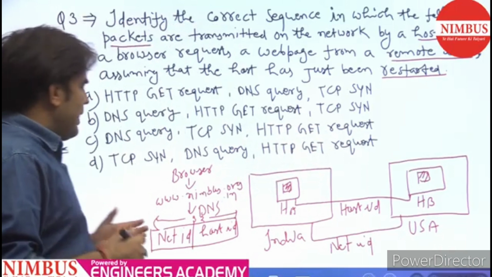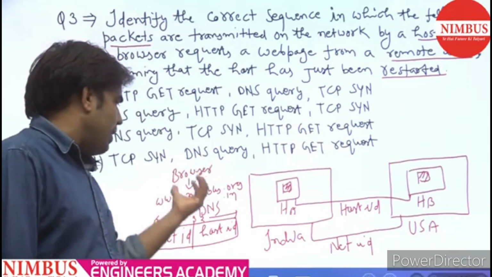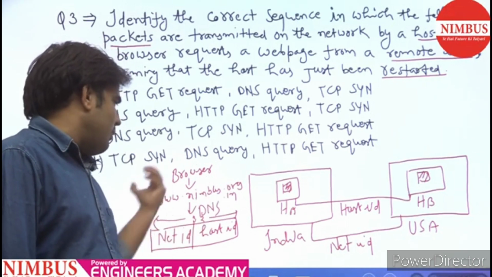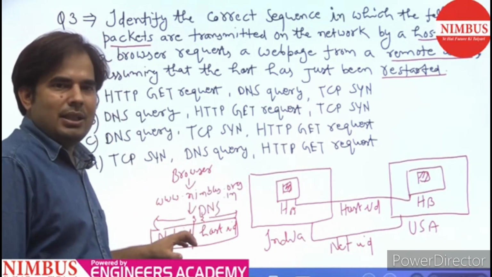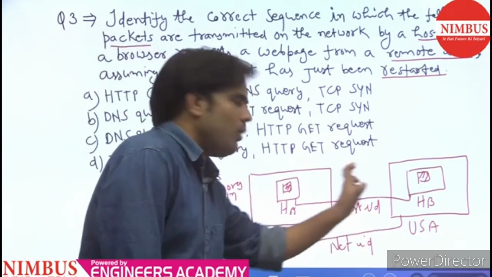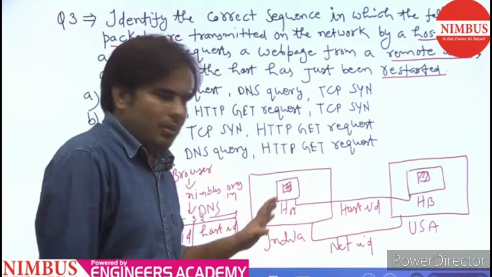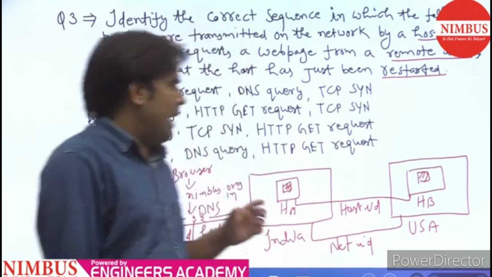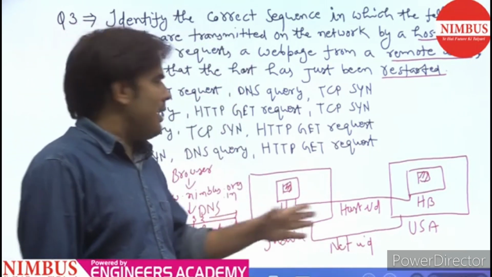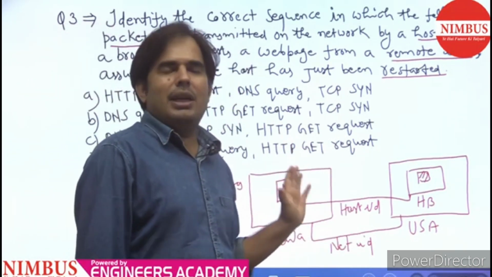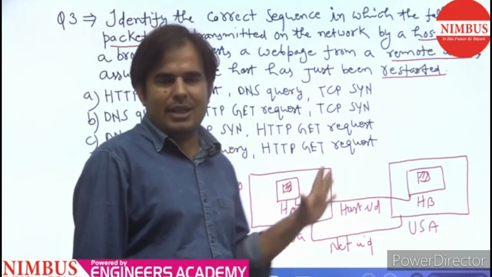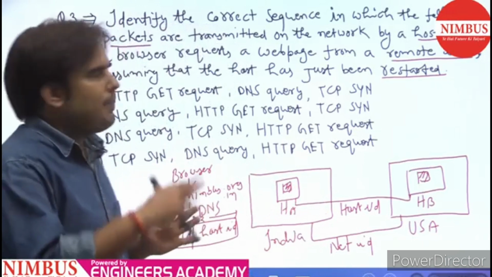So which sequence is correct here? First you need what? A DNS query to convert the URL address into an IP address. After that, what do you need? A TCP connection. And when the connection is established, then whatever you want to access, you can access through the HTTP GET request. Okay, so this is the procedure.